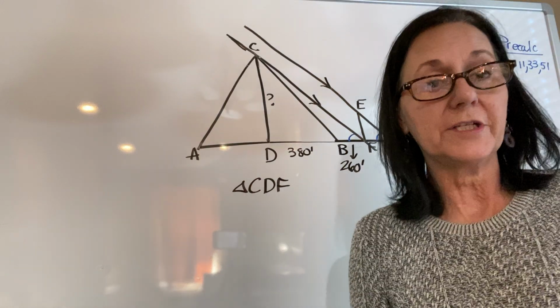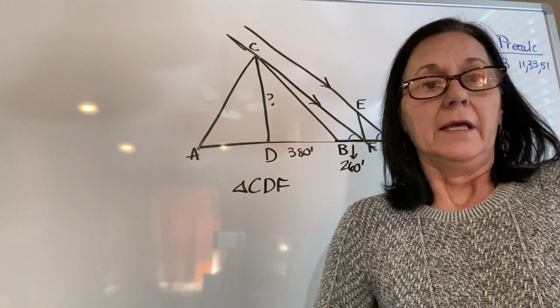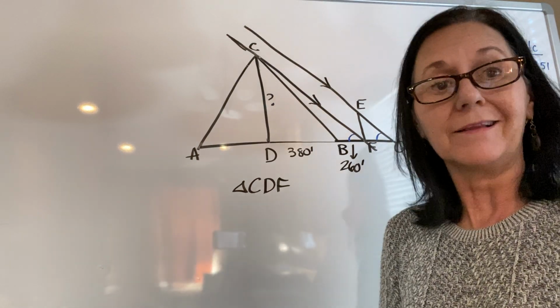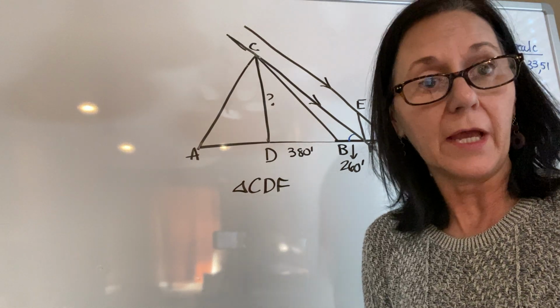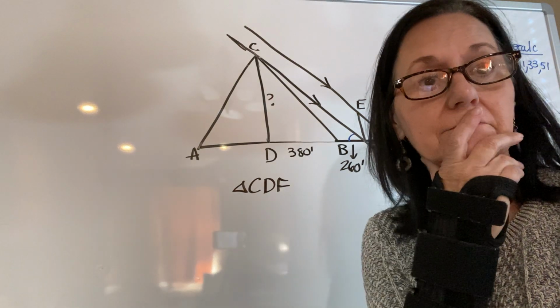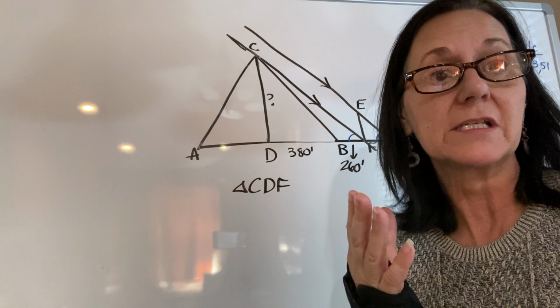This is Geometry, Chapter 10, Lesson 4. And we're going to use parallel lines to make similar triangles so that we can solve for parts of a triangle.